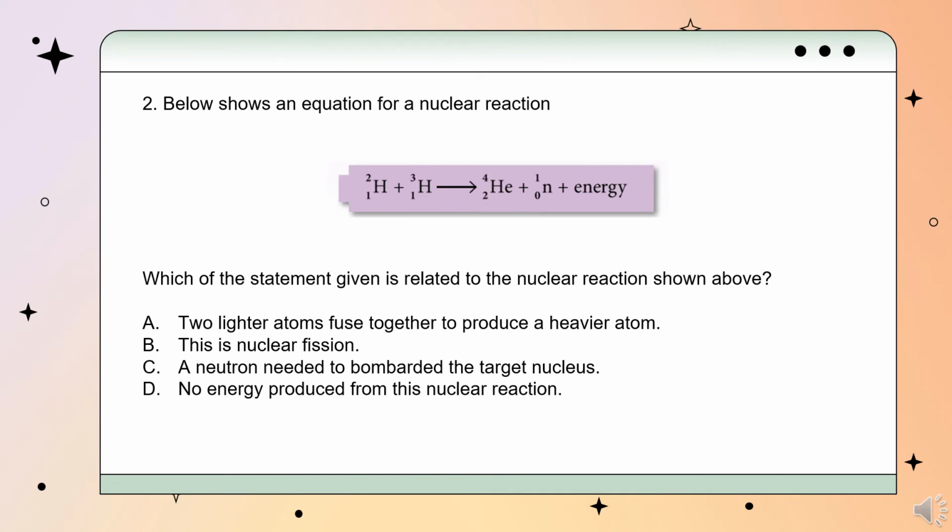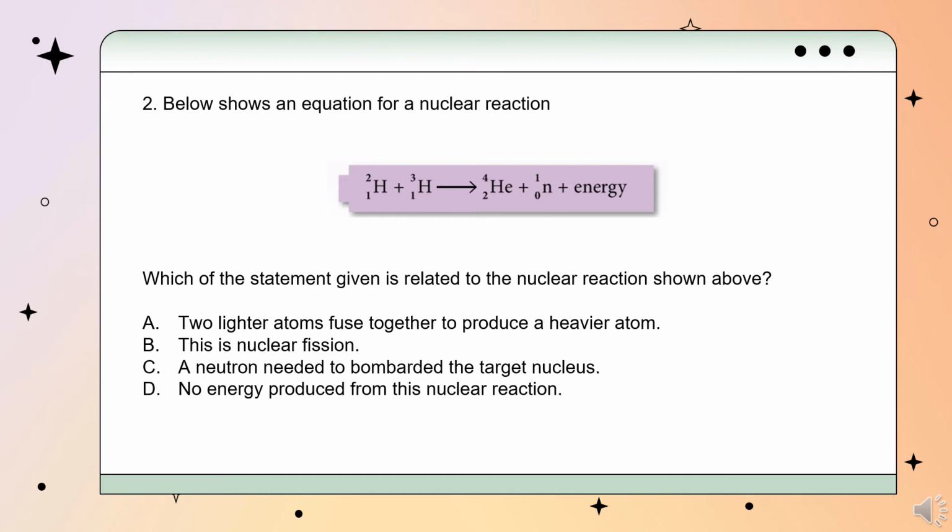Let us move on to question 2. It shows an equation for a nuclear reaction. Which of the statements given is related to the nuclear reaction shown above? First, look at the equation carefully. It shows the addition of two hydrogen atoms that produce a helium, a neutron, and also energy.